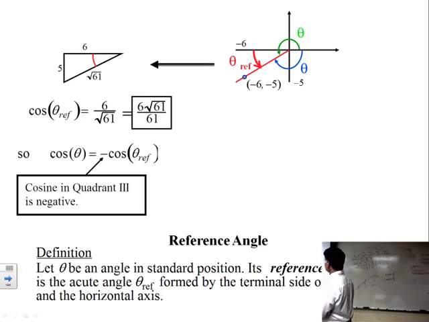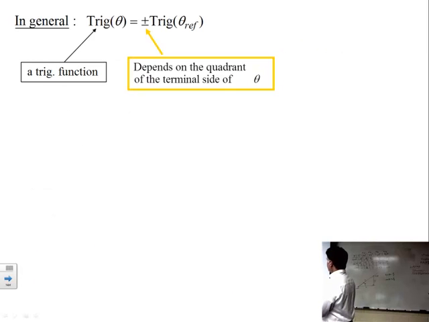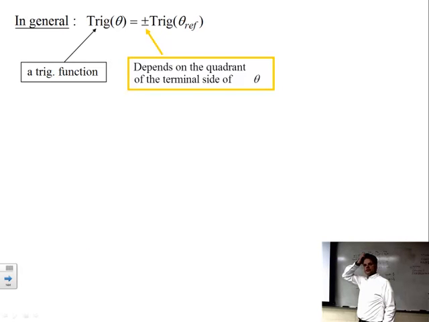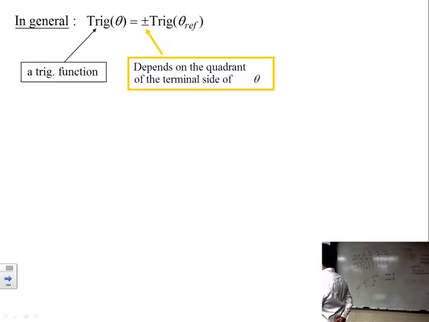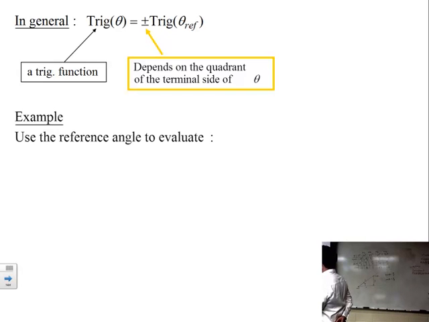So this is true in general. The general rule is as follows. The trig function of any angle is always plus or minus the trig function of its reference angle. You take the reference angle. The reference angle is acute, so the trig function of the reference angle will always be positive. So you can tell which it is by just determining what quadrant the angle is in. So the sign, whether you take plus or minus, depends on the quadrant of the terminal side.